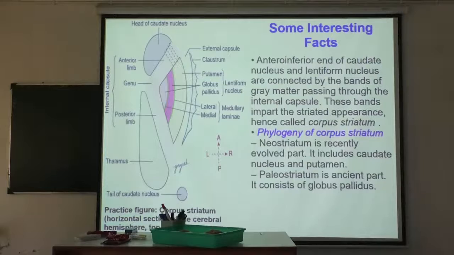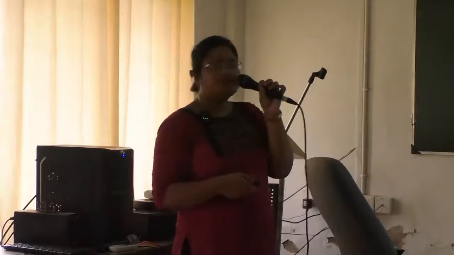Now, the antero-inferior end of the caudate nucleus and the lentiform nucleus are connected by bands of grey matter passing through the internal capsule, and these bands impart the striated appearance. Hence the name corpus striatum.